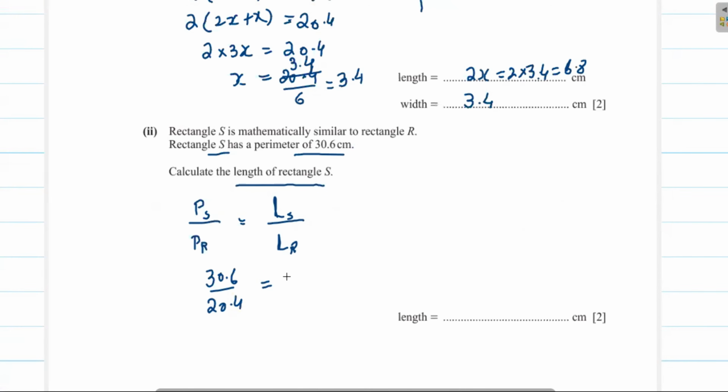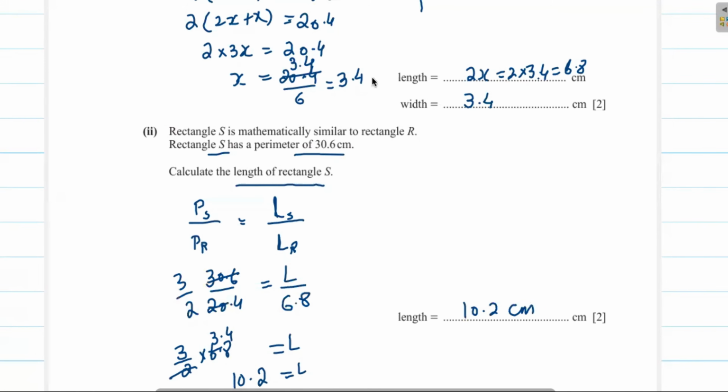We have to find the length of S, and we suppose that this length is capital L, and the length of rectangle R is 6.8. We write here 6.8. Now you see here we can divide this value. We get 30.6 divided by 20.4, that's equal to 3 over 2. Now the length will be equal to 3/2 multiplied by 6.8, then 3.4 multiplied by 3 is equal to 10.2, and 10.2 centimeters is the answer.